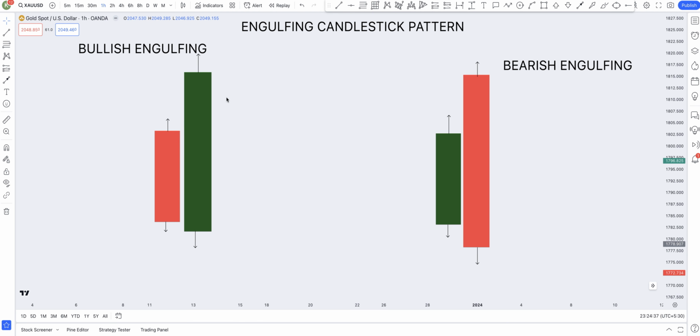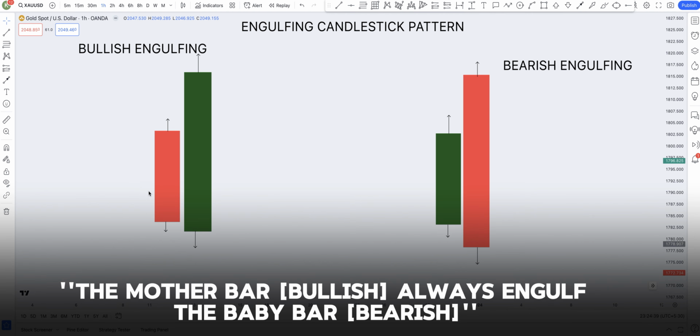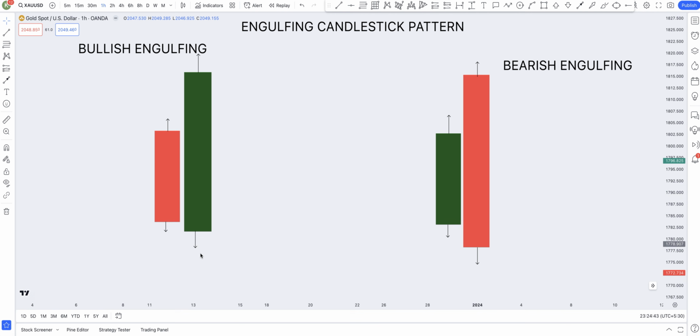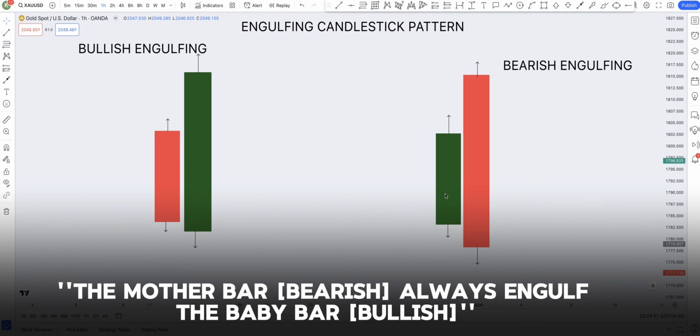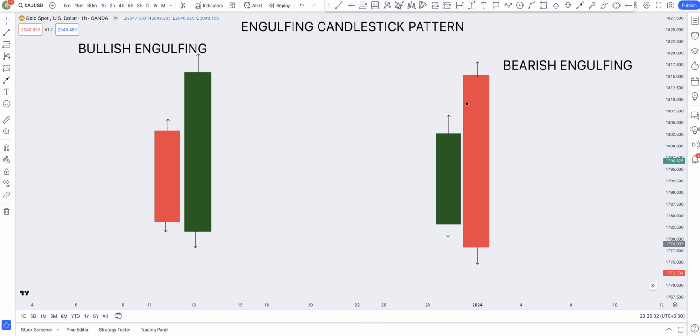Like I said, the mother bar always engulfs the baby bar. So you see the bullish candlestick bar engulfing the bearish candlestick bar. So this is the mother bar, this is the baby bar. Understand it in this manner. When it comes to the bearish engulfing also, the mother bar engulfs the baby bar. So the bearish candle opens and closes below the previous candle, which is the baby bar.